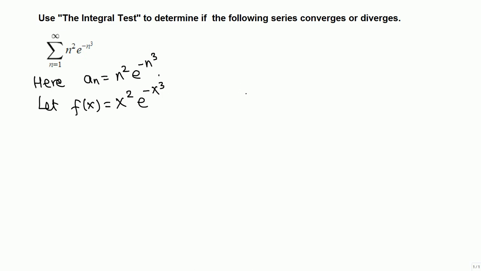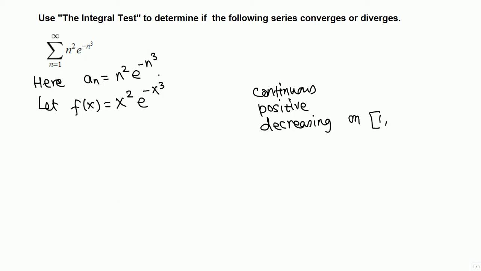Now we need to show the following three things: f is continuous, positive, and decreasing. All three on this interval. Let's look at the sum, n from 1 through infinity. So we need to show the function satisfies these three things on 1 through infinity.